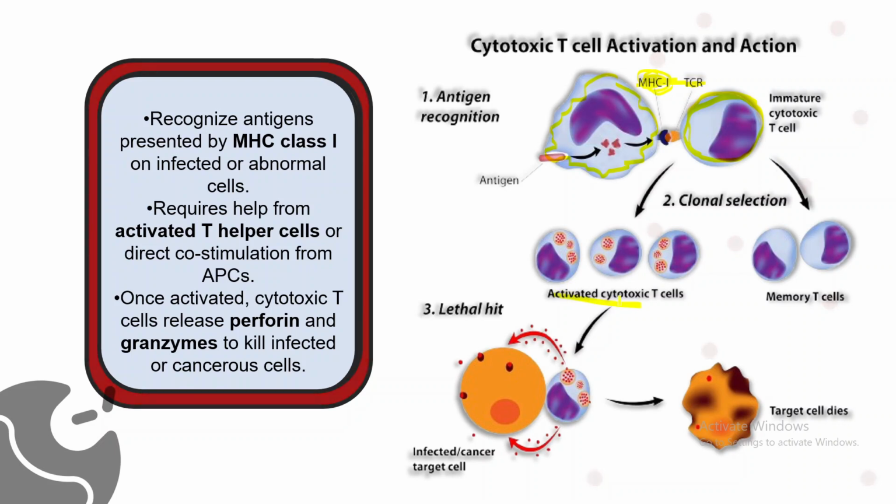This we also call cytotoxic T lymphocyte, or in short CTL. Okay, and here this will go through clonal selection. In this clonal selection process, activated cytotoxic T cells and memory T cells will be produced.